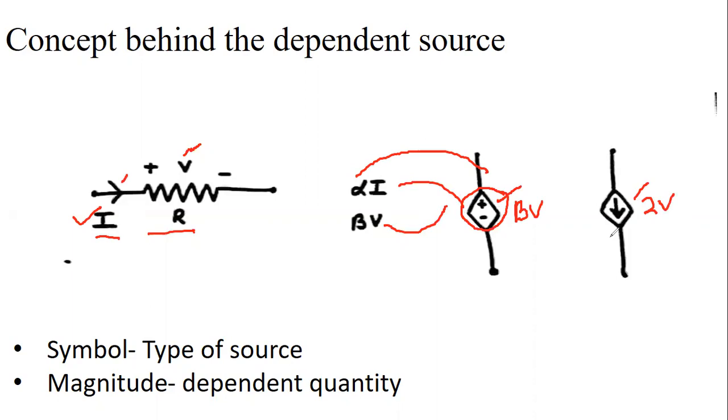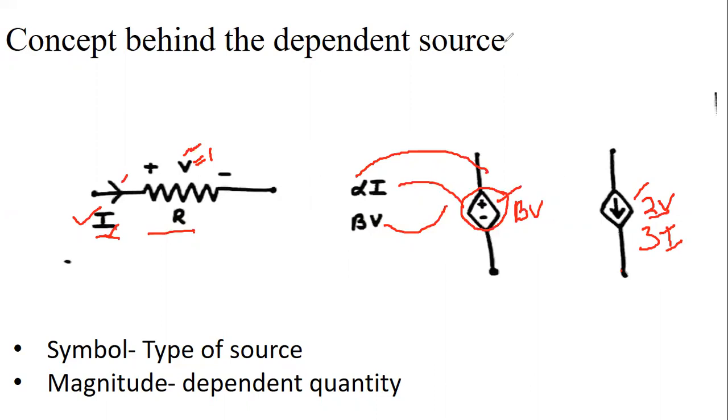So this is a dependent current source, but its magnitude depends upon the voltage. If the value of this voltage V is 1 volt, then the current in this source is 2 ampere, because the current in this source is double the voltage of this resistor. So that is a voltage dependent current source. If you write, suppose, 3I here, then the current of this source depends upon the current of this resistance. So in this case it is a current dependent current source.